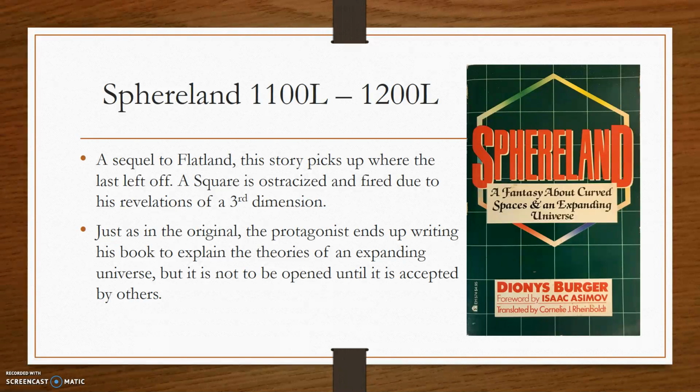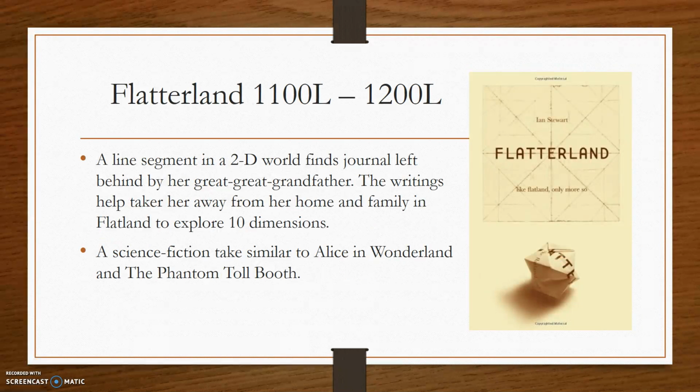My next book is Sphereland, which is the sequel to Flatland, and it sort of picks up where the first one left off. A Square is ostracized and fired because of his revelations of the third dimension. And just like in the original one, when the protagonist reaches the end of the book, he explains that the reason he's writing the book is to explain the theories and everything to people in the future once they actually start accepting it. Both of these actually got made into movies as well, which is really neat.